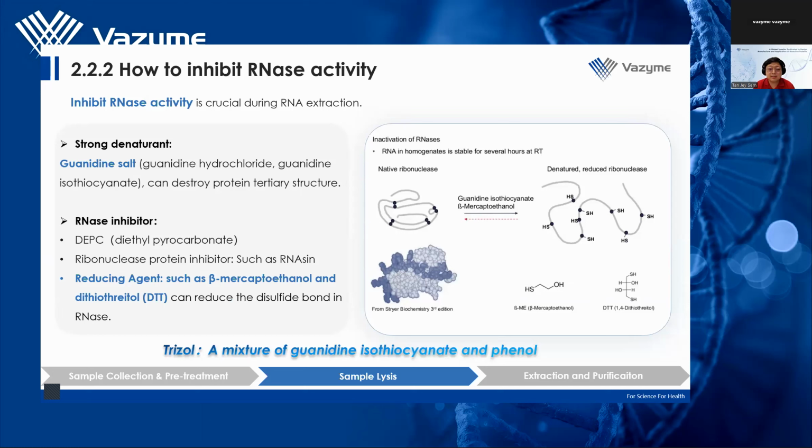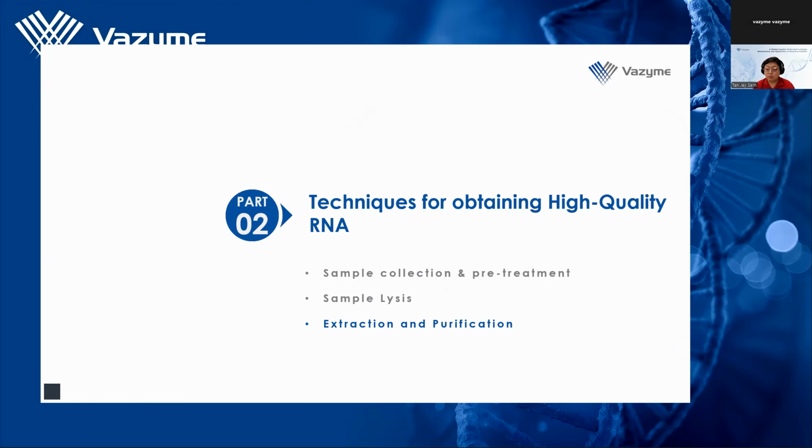Now, other than lysis, it is crucial to also inhibit RNase activity. The most common method involves utilizing strong denaturing reagents to disrupt the tertiary structure of RNase, thereby inhibiting its activity, such as guanidine salts. TRIzol is often used as a mixture of guanidine isothiocyanate and phenol. Another option is to use RNase inhibitors such as reducing agents, which inhibit RNase activity by reducing the disulfide bonds in RNases. The last step, which is also most crucial, is the RNA extraction and purification.